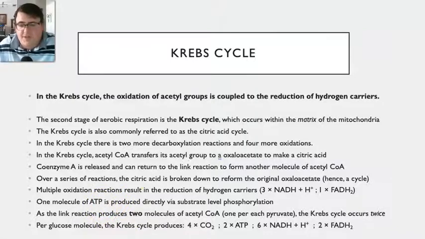And because the link reaction produces 2 molecules of acetyl-CoA, or coenzyme A, the Krebs cycle will also occur twice for each molecule of glucose. So for every molecule of glucose, we're creating, through the Krebs cycle, 4 lots of carbon dioxide, 2 lots of ATP, 6 lots of NADH, and 2 lots of FADH2.